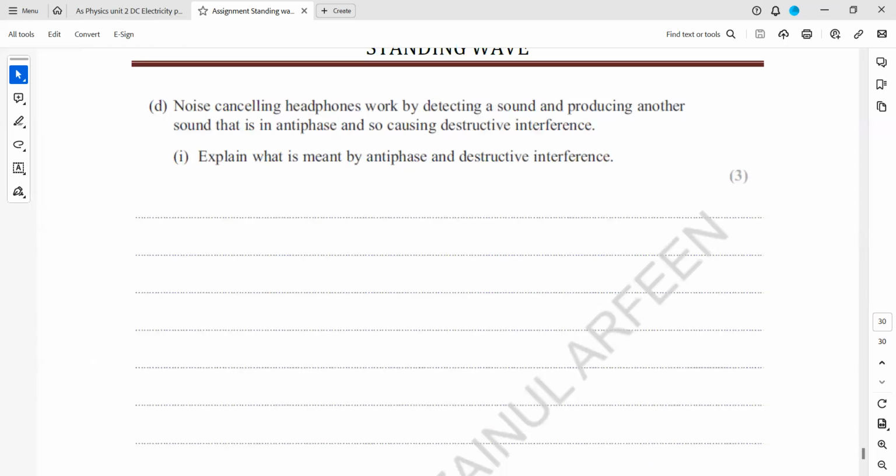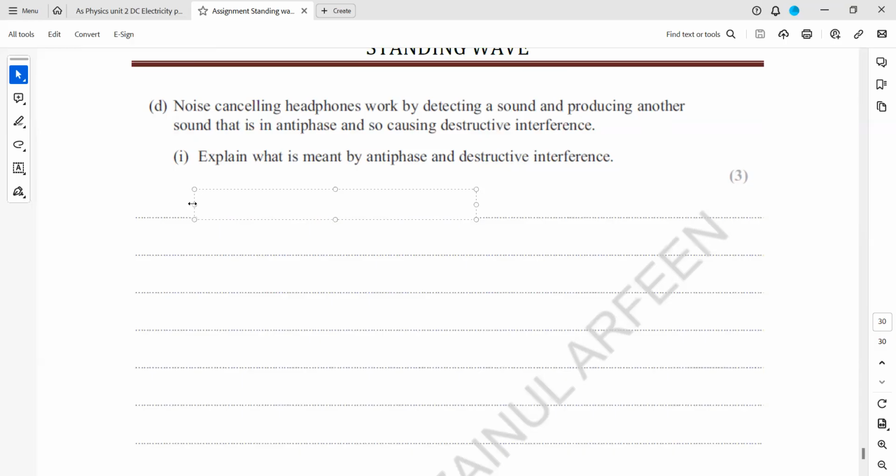the term antiphase means that when two waves are combining and they are 180 degrees out of phase, we call them antiphase. One wave is 180 out of phase with another wave. And what is destructive interference? When two waves cancel out the effect of each other, or produce a zero amplitude or zero intensity wave, we call that destructive interference.